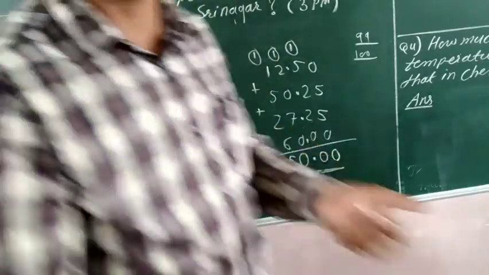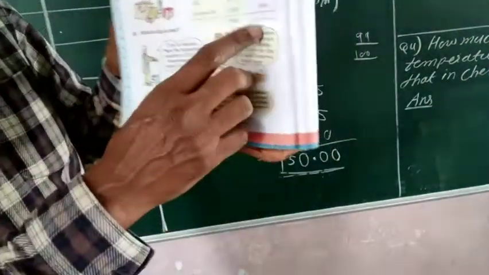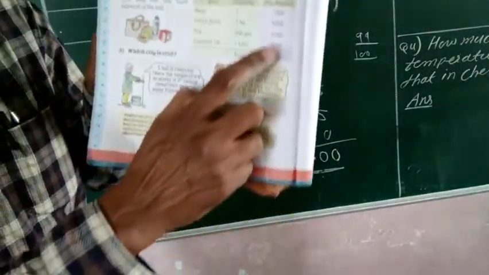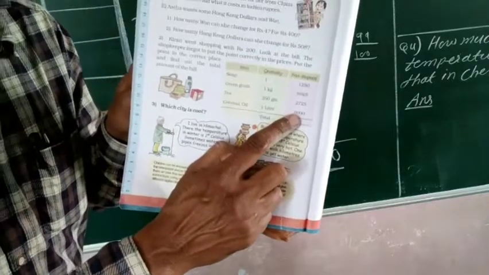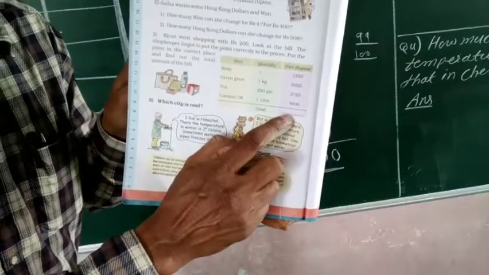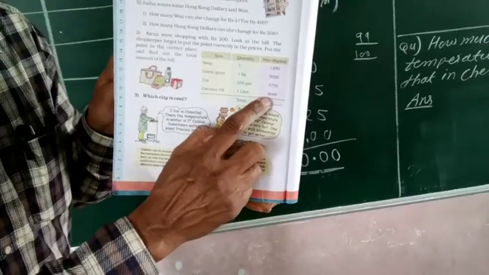So in your textbook, page number 144, see this question. First put the decimal point here at the proper, correct place, and then add the numbers, then you will get the correct amount as the bill amount.